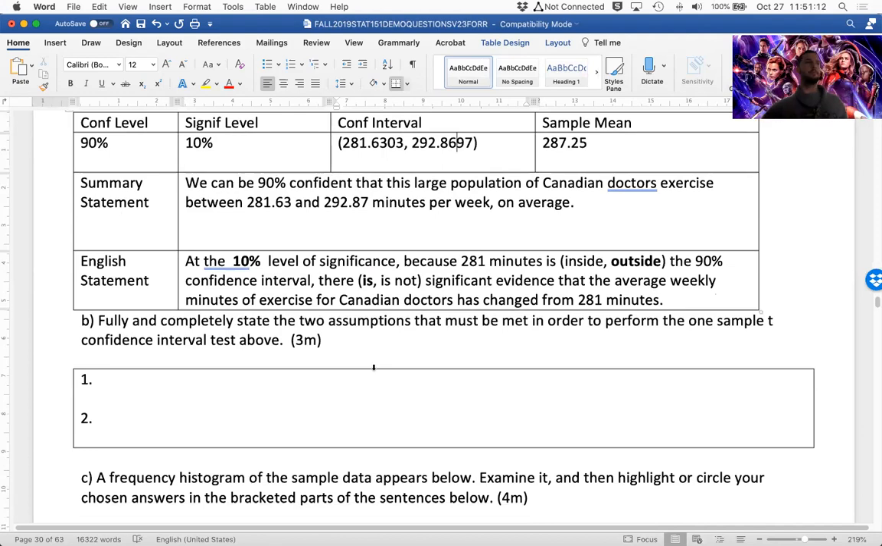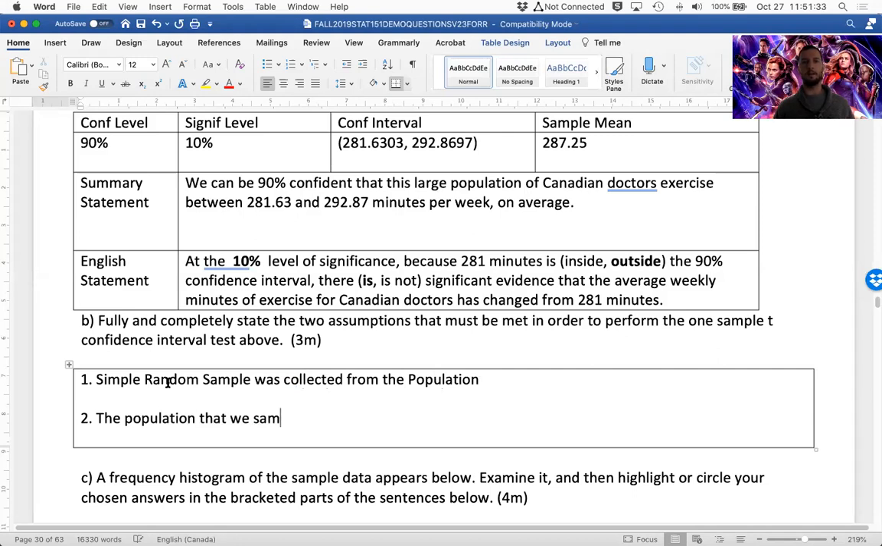Okay, we have to state the assumptions of the test now. Again, this is typically done beforehand. The first assumption is that a simple random sample was collected from the population. The second assumption is that the population that we sampled from is normally distributed.